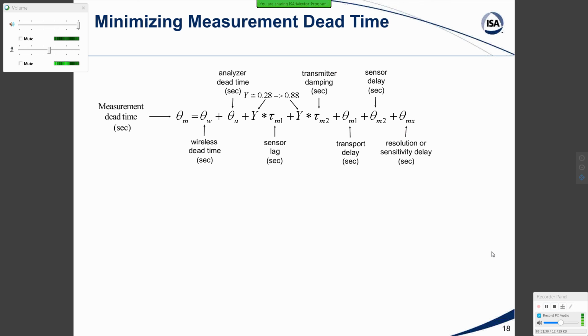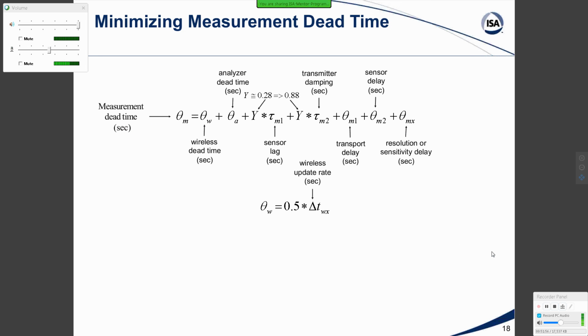So this equation shows you the different sources, and it's not like I propose you try and calculate this exactly, but to understand where the dead time comes from and to get an understanding of the relative size. So what you want to do is find out the biggest contributors to dead time and see what you can do to minimize them.